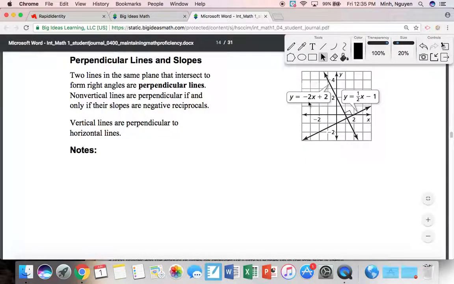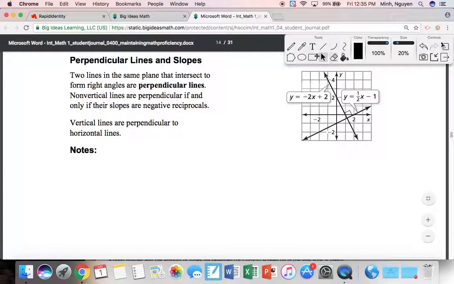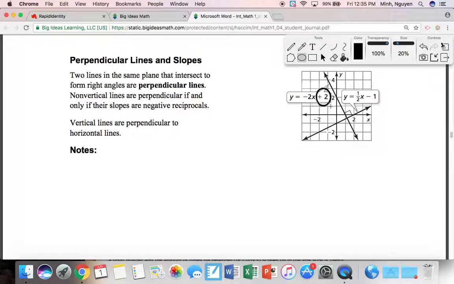perfect. The example earlier I did was positive 2 to negative 1/2, but it doesn't really matter as long as the signs are changed and you take the reciprocals. So the negative reciprocal of negative 2 is positive 1/2. The negative reciprocal of positive 1/2 is negative 2. Notice that this has nothing to do with the y-intercept b and everything to do with the slope, the number in front of x.